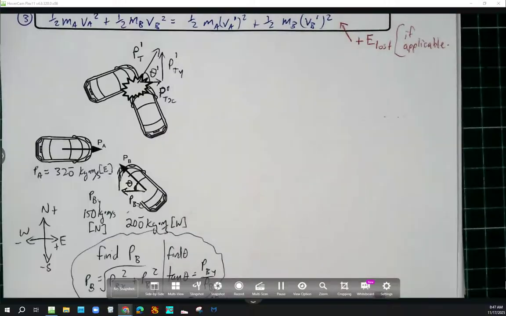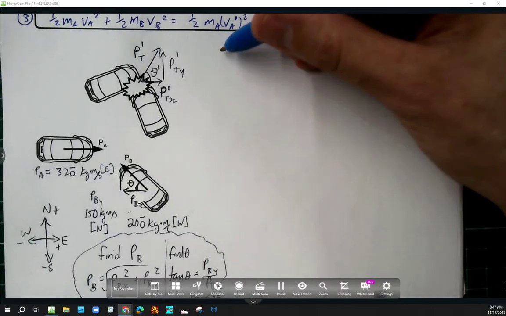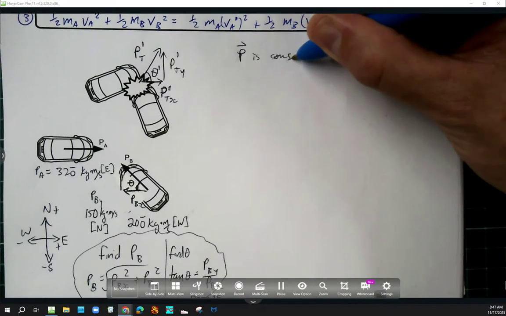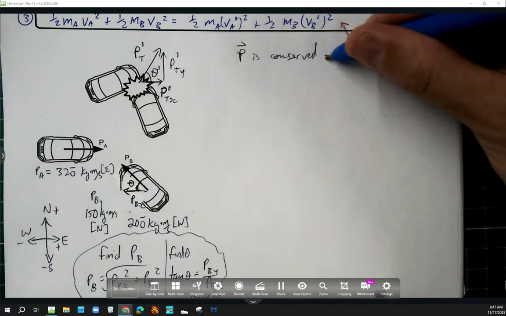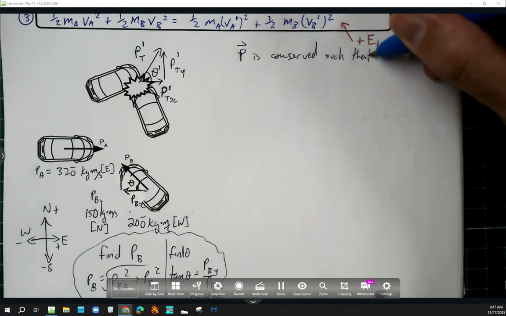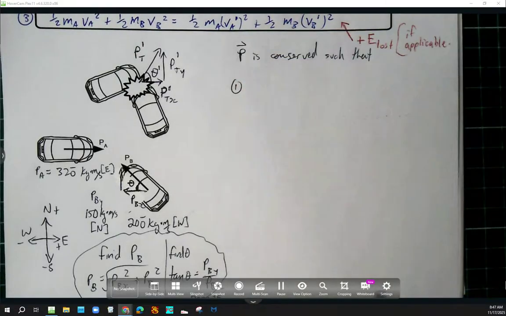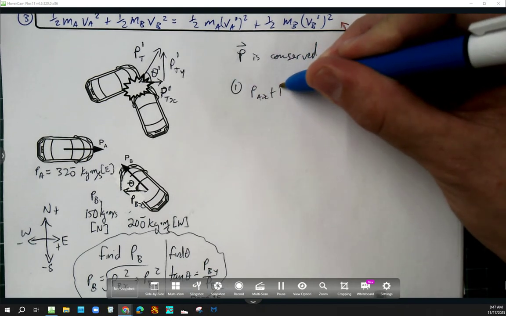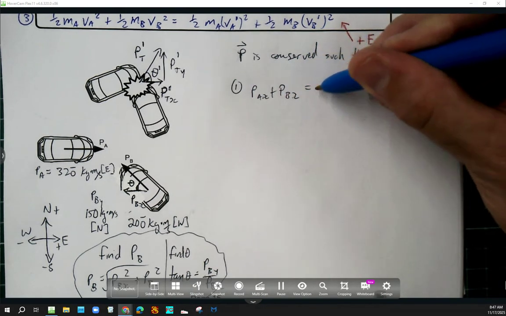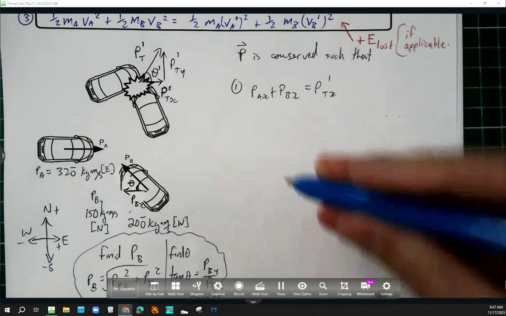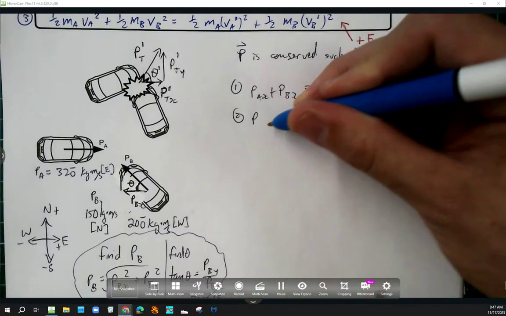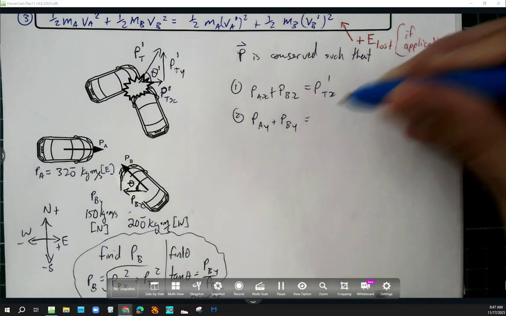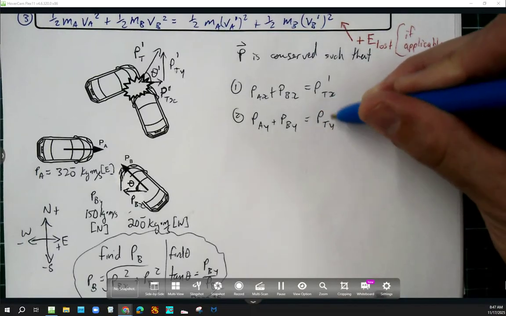So we go up here, and we say, okay, momentum is conserved such that, based on what we set up above, PAX plus PBX equals P total x primed. We're going to say equation 2 would be PAY plus PBY equals P total y primed.